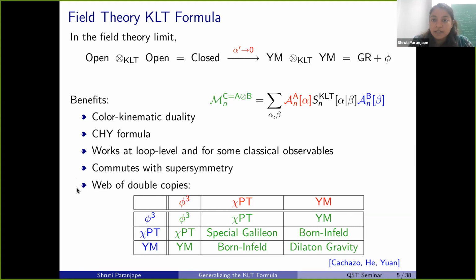Another nice thing in the field theory limit was that we could go beyond this Yang-Mills squared example, and we could construct this web of double copies. So this was first given by Cachazo, He, and Yuan. And as you can see, this no longer is only gluons. Chi-PT is a model of pions, chiral perturbation theory. And we'll talk much more about this. Yeah.